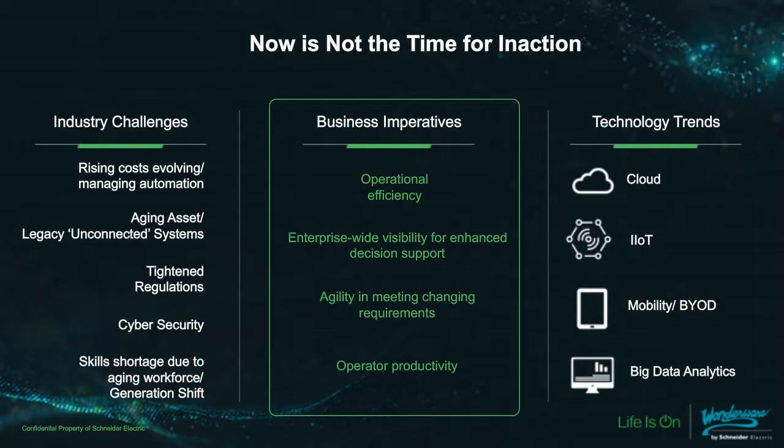So we find that some of the industry challenges here are rising costs and managing automation. As these systems continue growing in scope, in the diversity and the number of systems, it is starting to raise the costs. Aging assets and legacy unconnected systems: we're finding that systems are not really holistically being viewed, and that there are a lot of disconnected pieces and parts, and that really lessens the ability for people to holistically manage those systems.